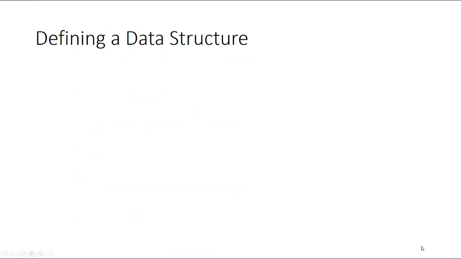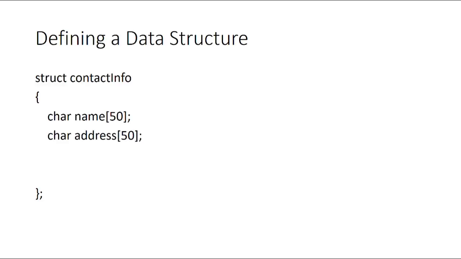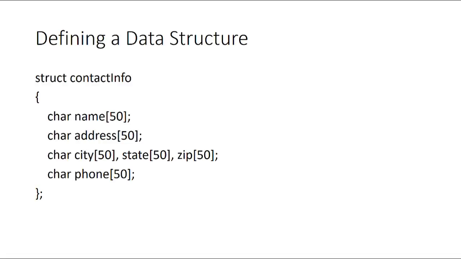Okay, so let's review that whole process. So the first thing you want to do is define a data structure. And we have this shell that goes around it. Struct is the keyword, then the name of the struct, contact info in this case. We have an open curly, and then later on a closed curly with a semicolon. Inside of here, you're going to add all the fields of the data structure. So here we have the name field, the address field, city, state, zip field, and the phone field. So this is a data structure definition, and we're going to use this for our program.